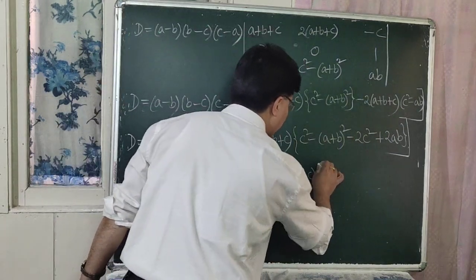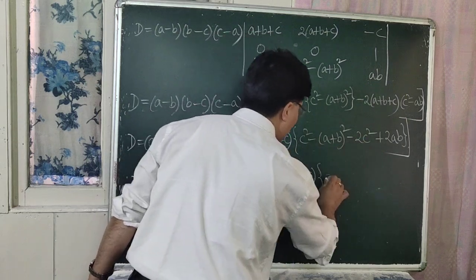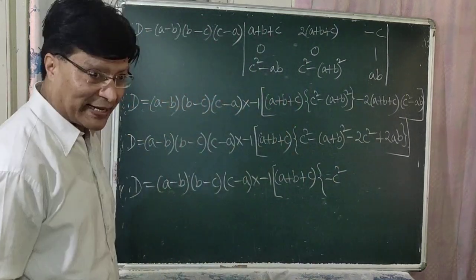Now let us simplify it. Within second bracket, c square minus 2c square minus c square, you know that.